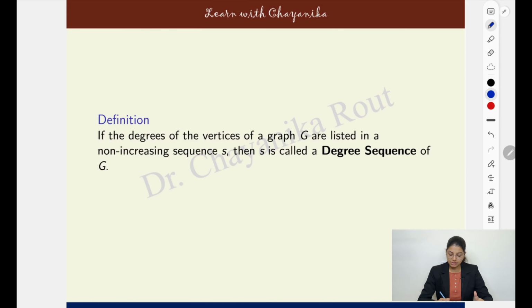So let's see the definition. If the degrees of the vertices of a graph G are listed in a non-increasing sequence S, or sometimes we denote it by D, then that sequence is called the degree sequence of that graph G.